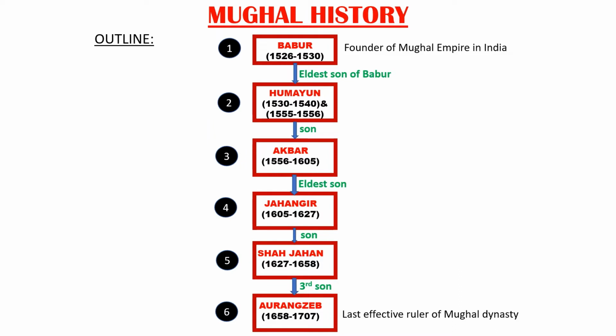So, Babur, Humayun, Akbar, Jahangir, Shah Jahan, Aurangzeb. They are the six great Mughal emperors in Mughal history. Aurangzeb was the last effective ruler of Mughal dynasty. Now let us see in detail.